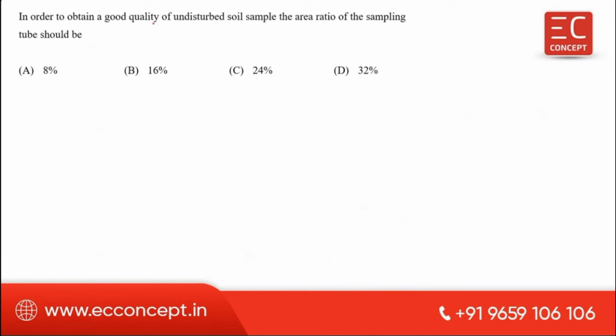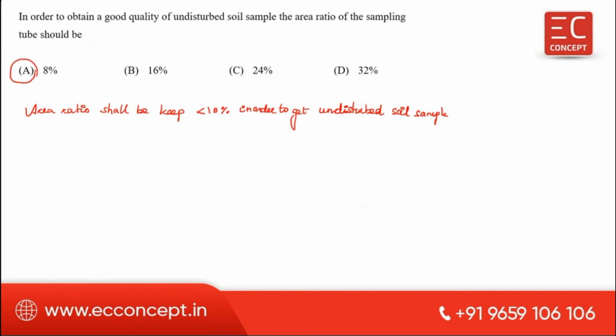Okay. Next question. In order to obtain a good quality undisturbed soil sample, the area ratio of the sampling tube shall be kept less than 10 percent in order to get an undisturbed soil sample. So less than 10. Therefore, the best option is A.